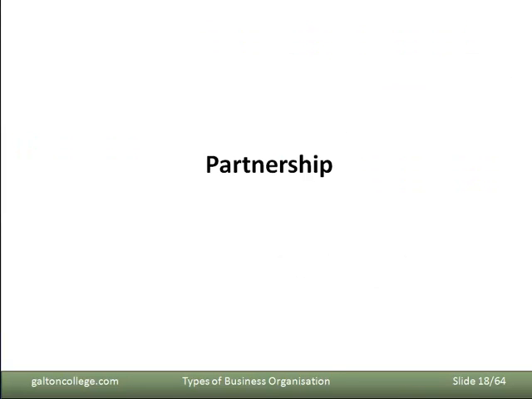The next sort of business we'll look at is partnerships. This is slightly more sophisticated. There are more people involved, and they get together and try to set up a business. There are issues that make this a problem. It's not all plain sailing, but it's bigger than the sole trader.